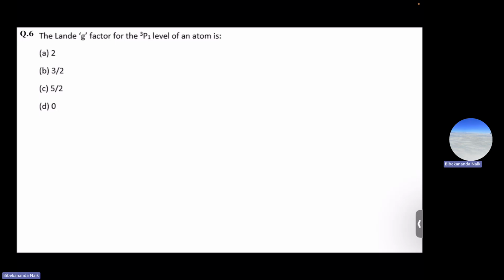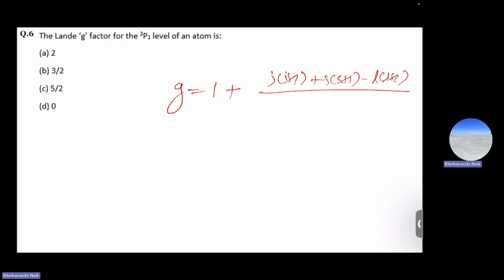So what will be the expression for Landé g factor? So the expression for Landé g factor will be 1 plus J into J plus 1 plus S into S plus 1 minus L into L plus 1 divided by 2 J into J plus 1. So the complete derivation you can refer to the course lectures. And the label is 3P1. So from the 3P1 label we can determine J, S and L, and then we can calculate what will be the value of Landé g factor. So I'll give you a few minutes and then we will discuss to get the value of g.